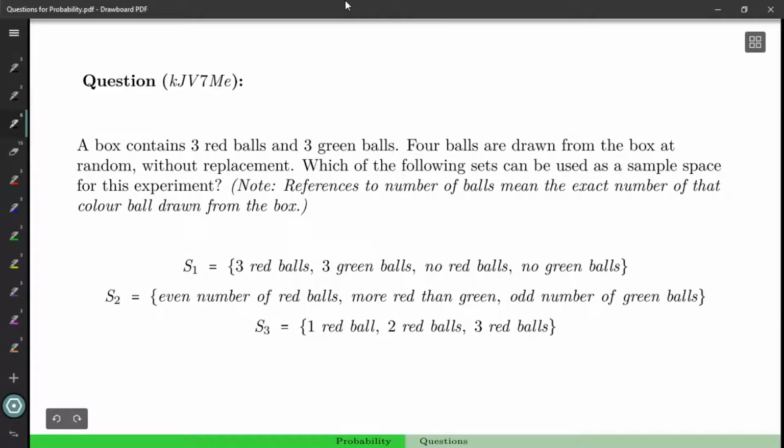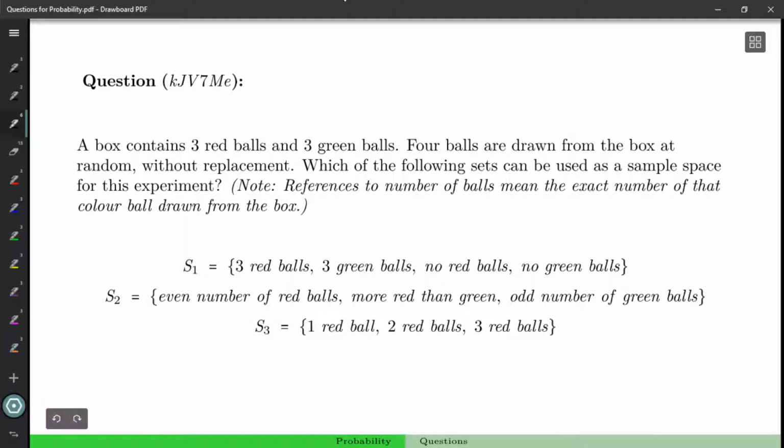A box contains 3 red balls and 3 green balls. 4 balls are drawn from the box at random without replacement. Which of the following sets can be used as a sample space for this experiment? Note that references to the number of balls mean the exact number of that ball drawn from the box.